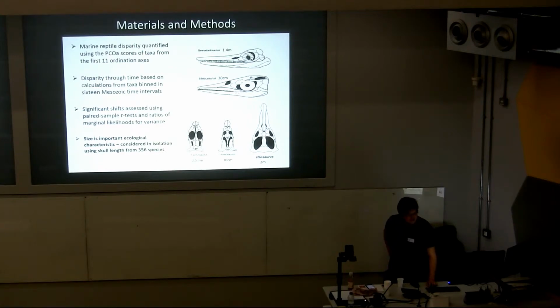I was also interested in size, because these types of analyses often miss out size because it can get buried within the analyses. So I decided to quantify size separately by simply measuring maximum skull length in all these different marine reptile groups. And for that I had about 356 species, in which I simply measured the maximum size of the skull.